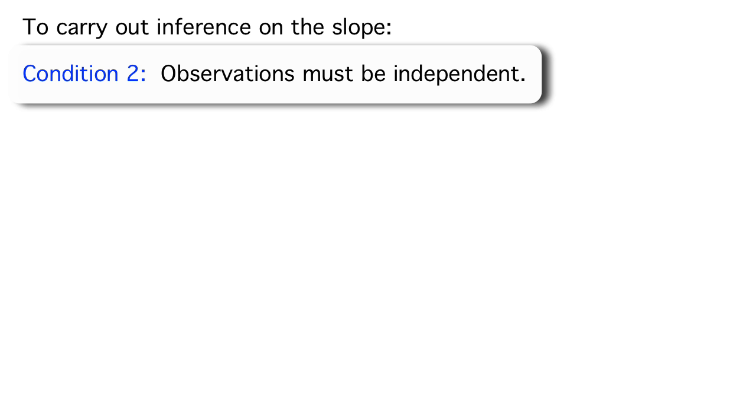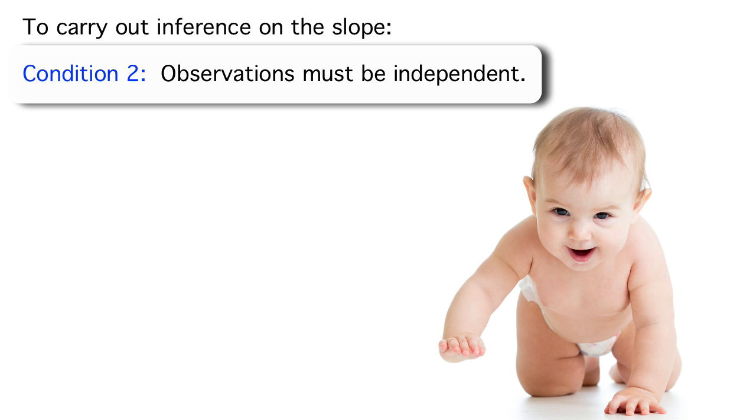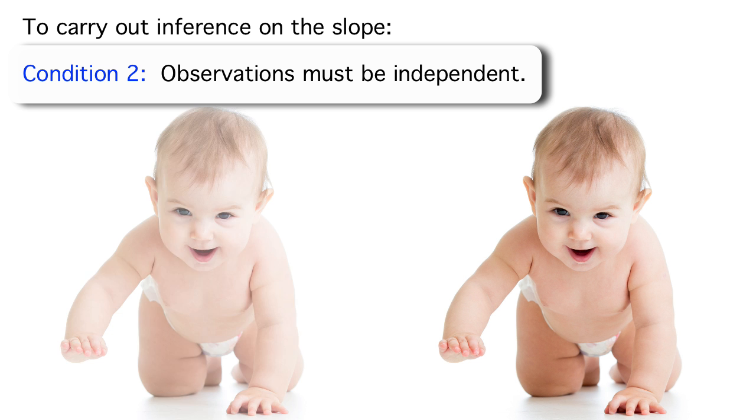Here's an example of how independence might not be true. If we were measuring the crawling age of babies, we wouldn't want to include twins, as we'd expect the two twin babies to have similar crawling ages, so then they wouldn't be independent.